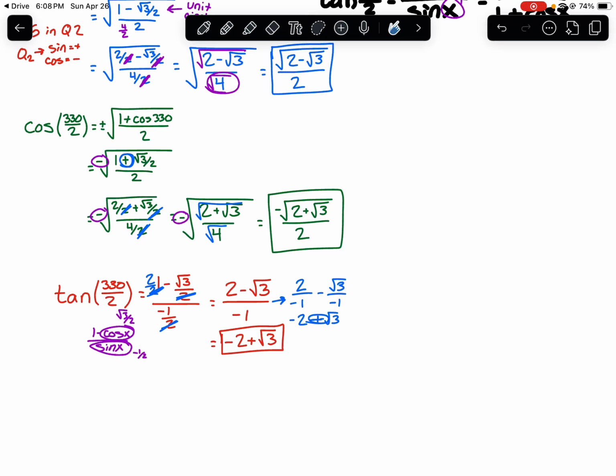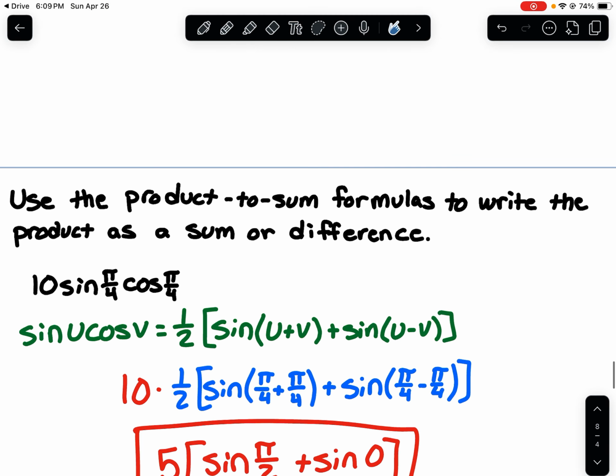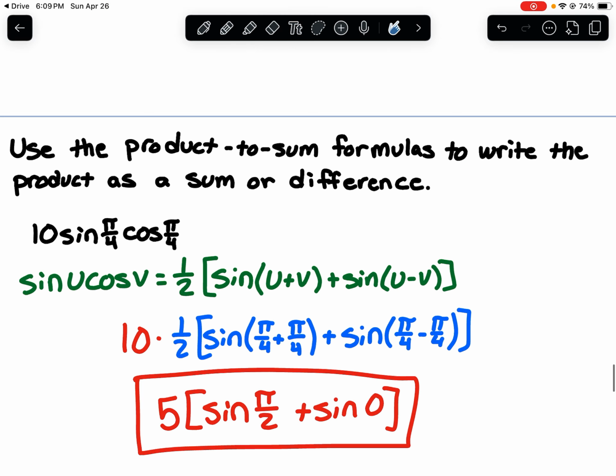Okay, so those half angles are tough. They're a little bit tricky and finicky. So especially with those ones, if you need help, let me know. I'm happy to help you out with figuring out what the plus or minus sign is, or the simplifying. I know those are a little bit tougher.